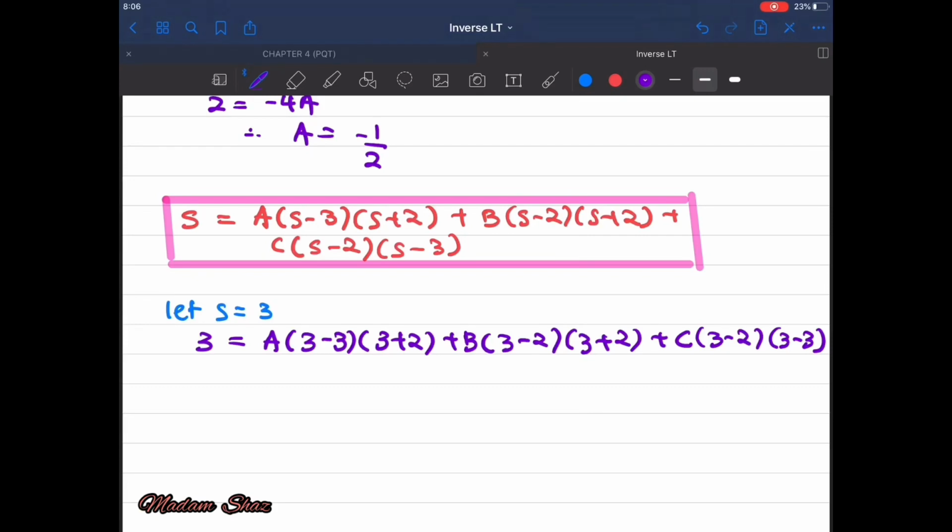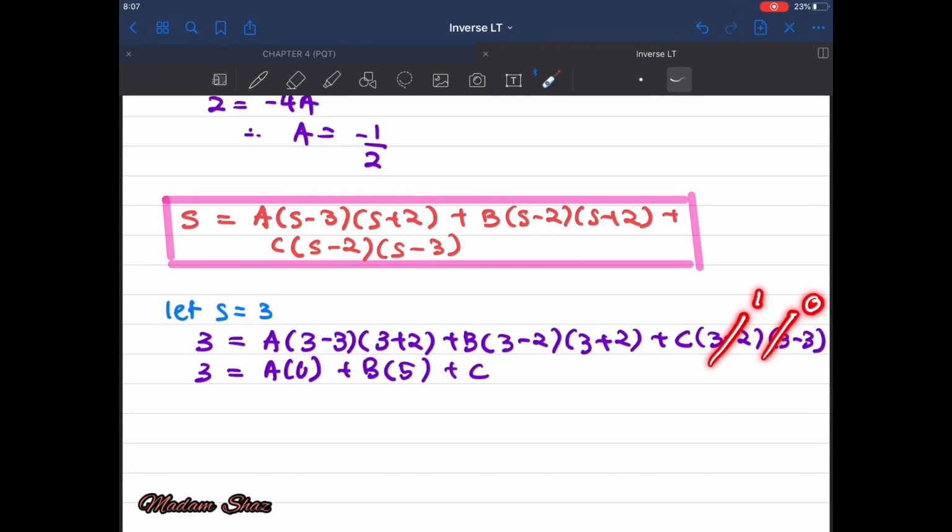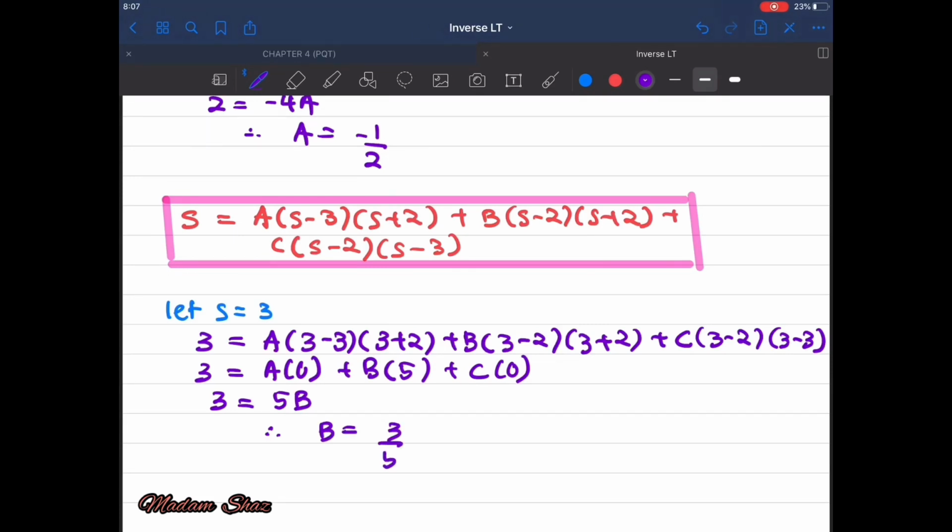So now simplify. The left hand side is 3 is equal to A multiply 3 minus 3 is 0. So automatically A will become A multiply with 0. Plus B multiply with 3 minus 2 will become 1. 3 plus 2 will become 5. So B multiply with 5. Plus C multiply with 3 minus 2 is 1. 3 minus 3 is 0. So C will become 0. So 3 is equal to 5B. So therefore B is equal to 3 over 5.